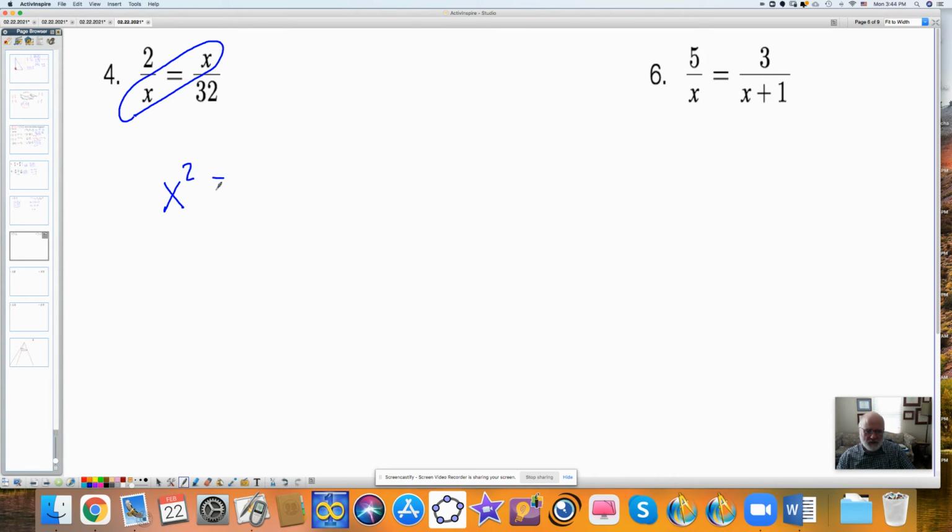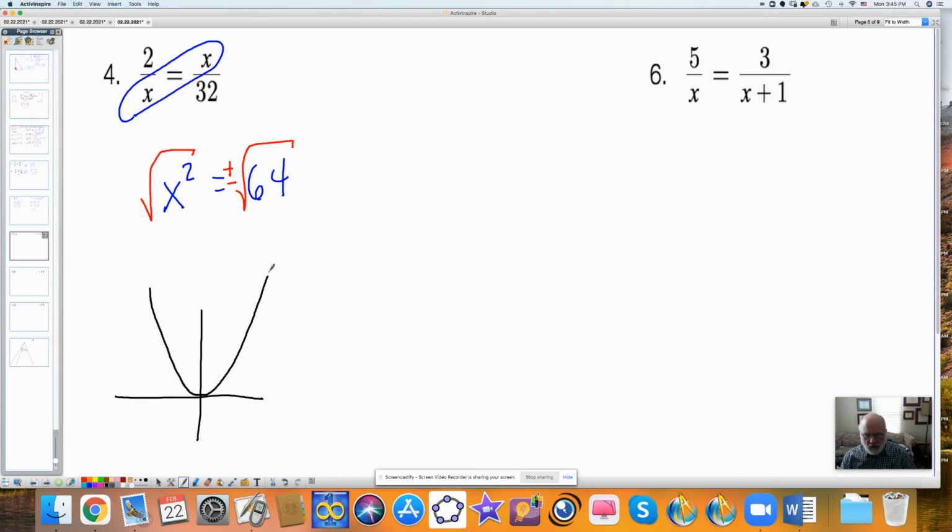Here we have x squared is equal to 64. Some of you may have said the answer is 8, and 8 would be incorrect. When you take the square root of a number, you're going to have to take a plus or minus as your answer. So if I were to graph x squared, it looks like this. It's a parabola. It goes like this. And if I were to graph the 64 on the other side of the equation, notice it crosses here in two different places.